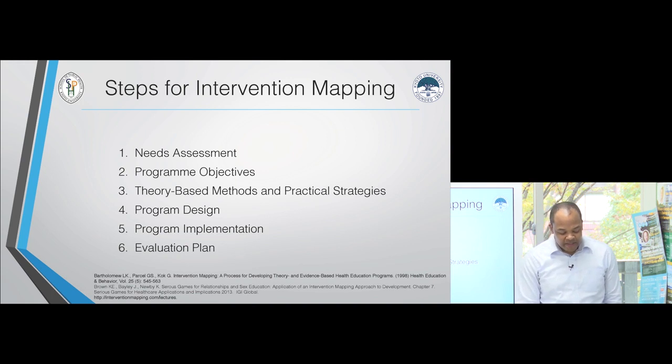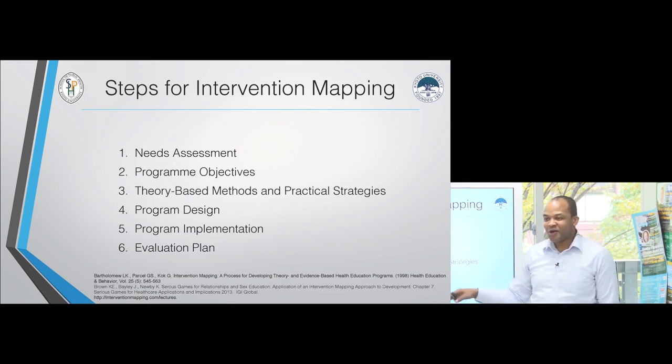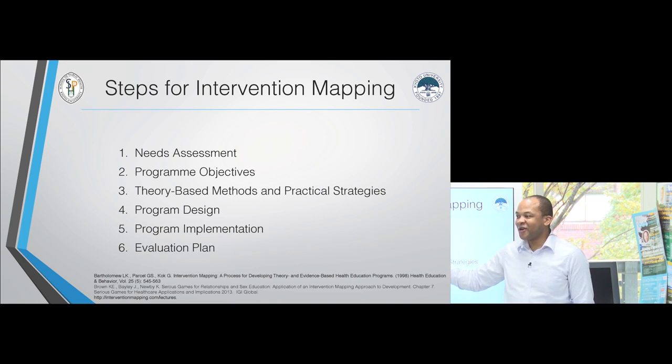The first one is needs assessment. The second one is program objectives. The third one is theory-based methods and practical strategies. The fourth one is program design, program implementation, and the evaluation plan. It sounds straightforward, right? Pretty much straightforward. We can almost figure out what activities go in these different stages, right?